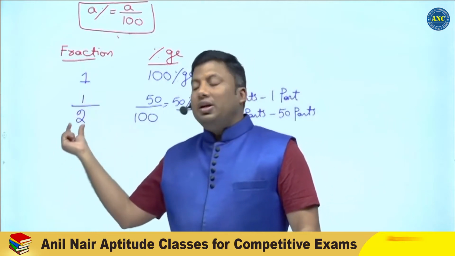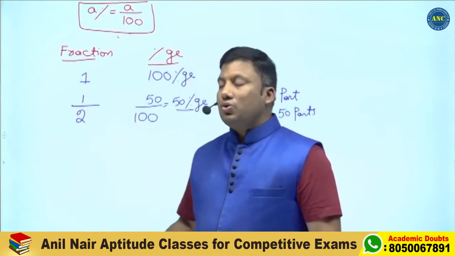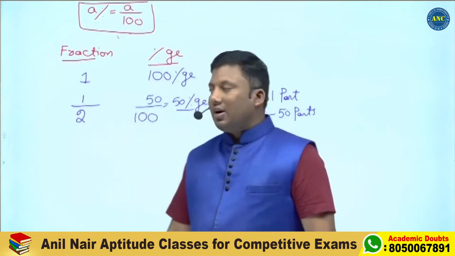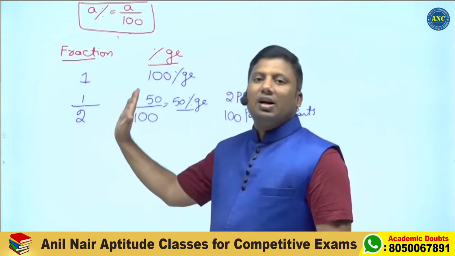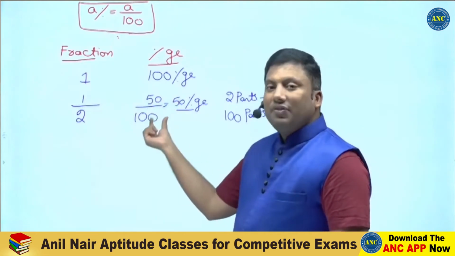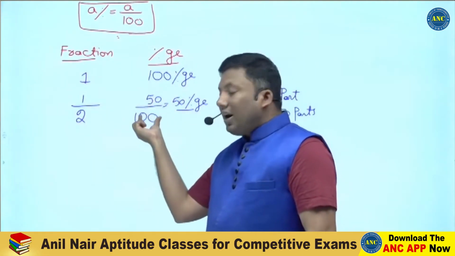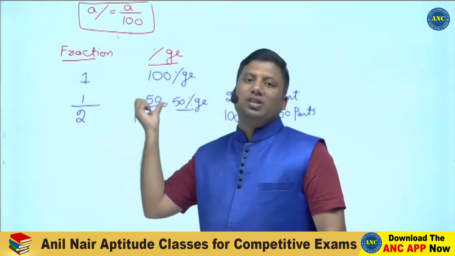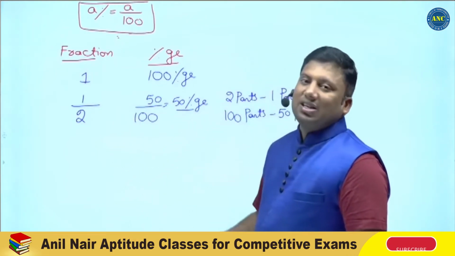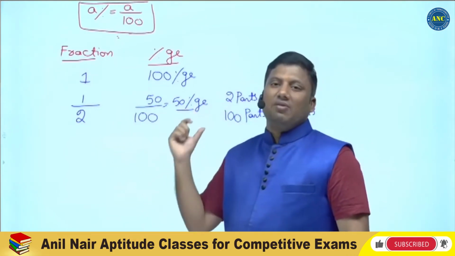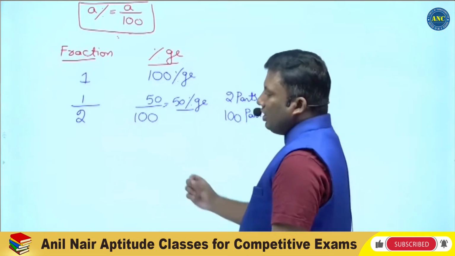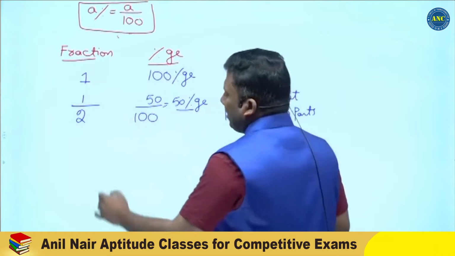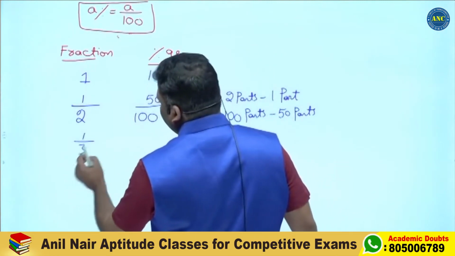1 by 2: denominator in the fraction is 2. But according to the percentage, the denominator should be 100. So 2 50s are 100, 1 50 is 50, so 50 by 100. Out of 100 parts, I want only 50 parts. So the symbolic representation will be 50 percentage. Next is 2 by 2, it is 1.